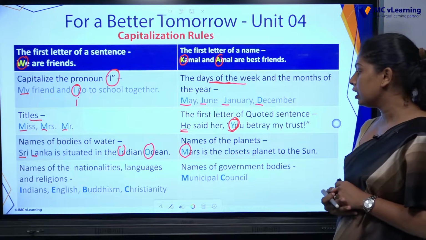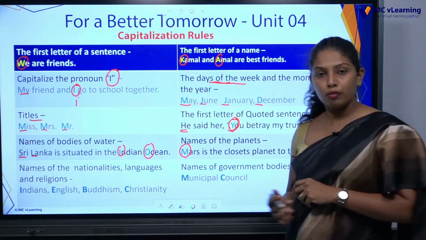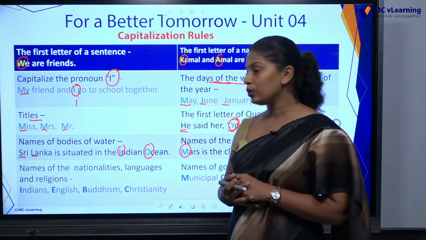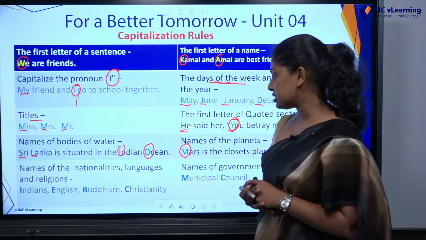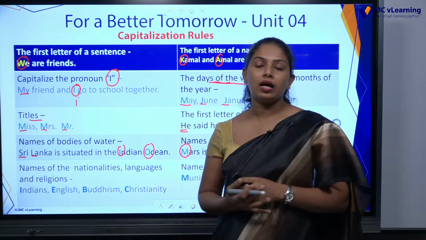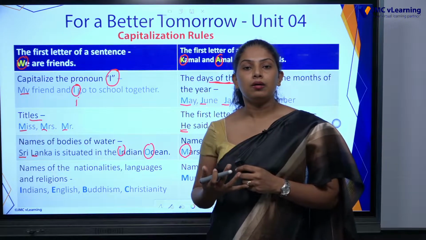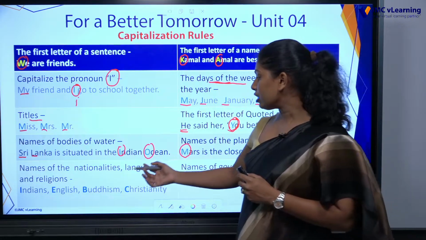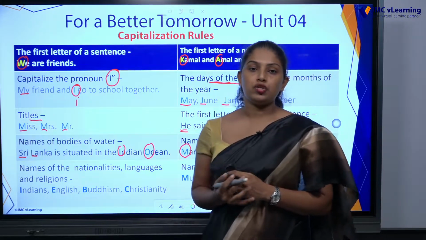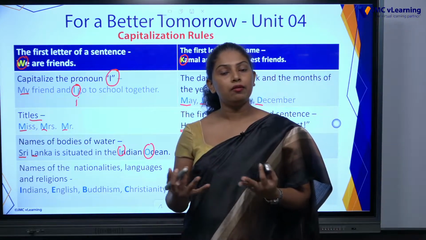Right, now we have learned 8 rules of capitalization. We have to learn 2 more rules. Let's move to those 2 as well. The 9th rule, what we are going to learn today: names of the nationalities, languages and religions. Now in Sri Lanka we can see a few nationalities like Sinhalese, Tamils, Muslims. So when we are talking about the nationalities of a country, Americans, British, like that, as well as when we are talking about languages, there are different languages.